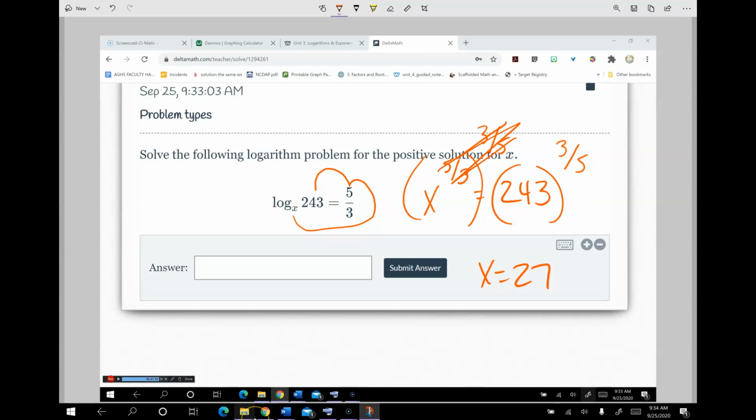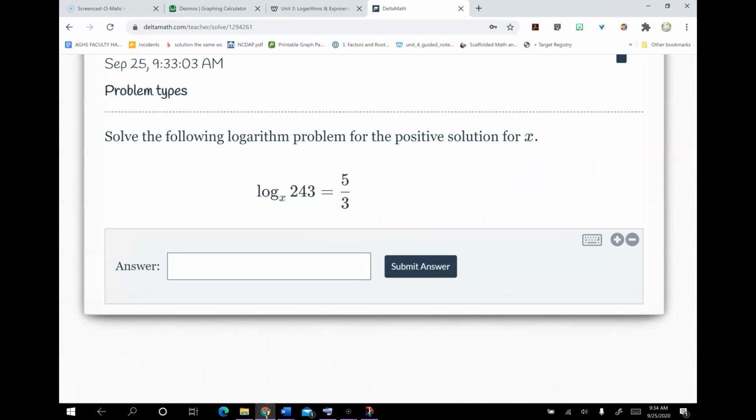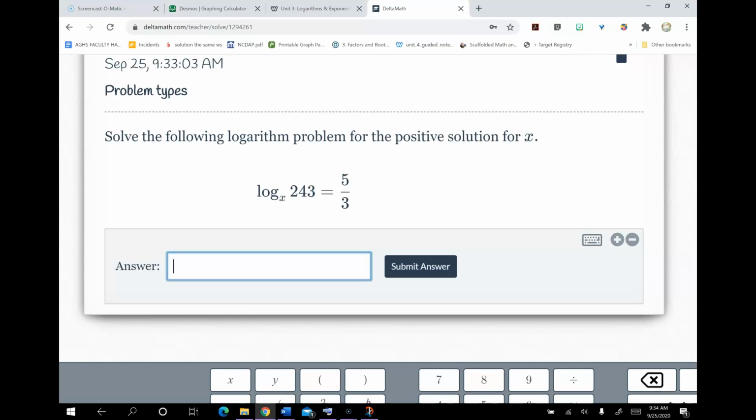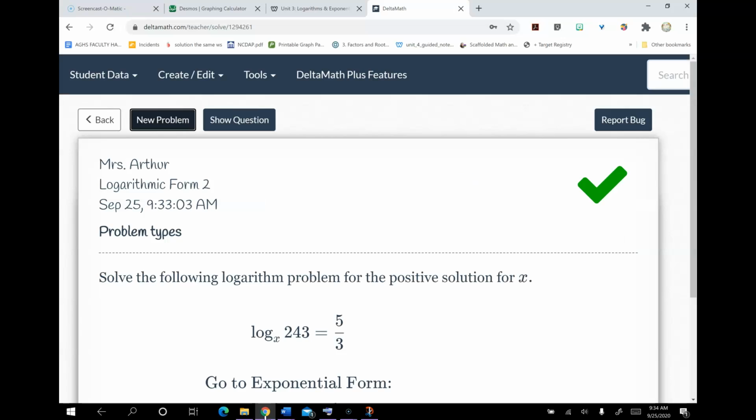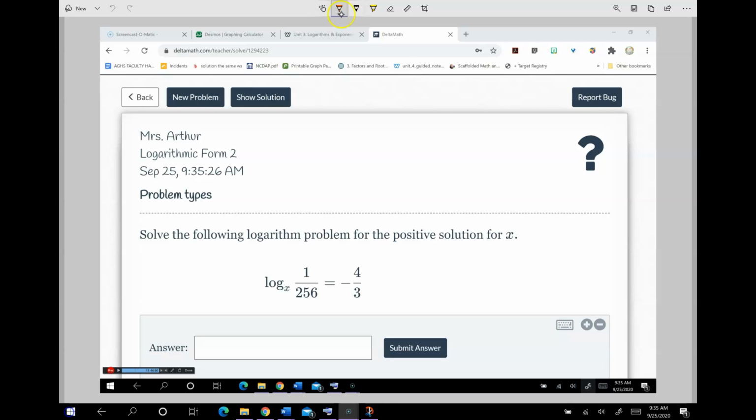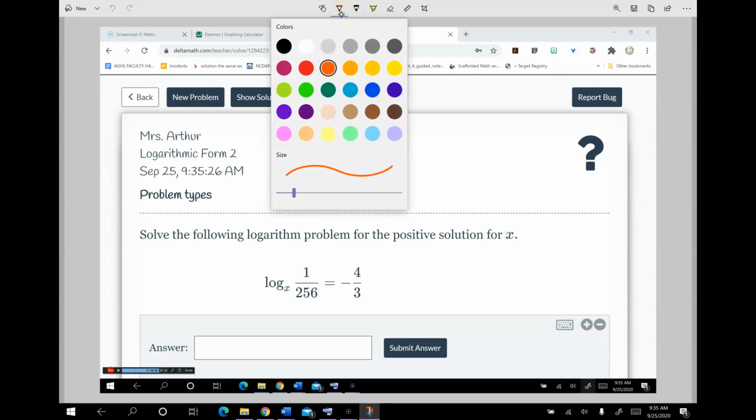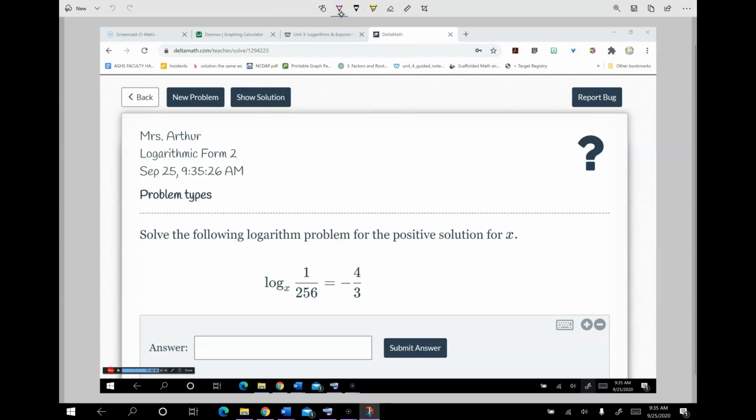Okay? And we can go back to Delta Math because I just snipped it. We can type in 27. Fingers crossed, I know what I'm doing. Ta-da! All right, let's do one more. What if you have a negative rational exponent? Let's do this one. The log is single, so I'm good.